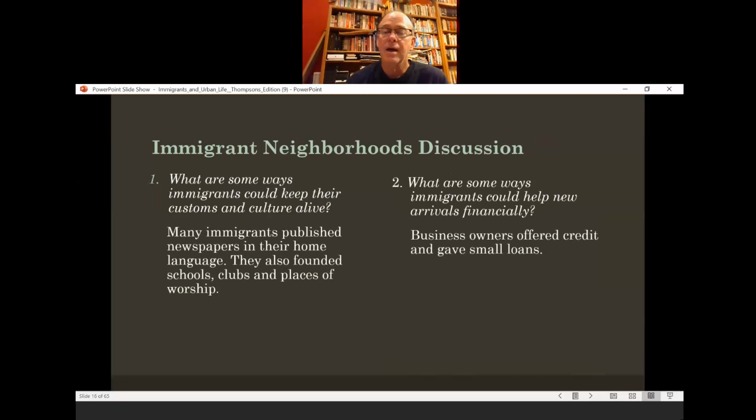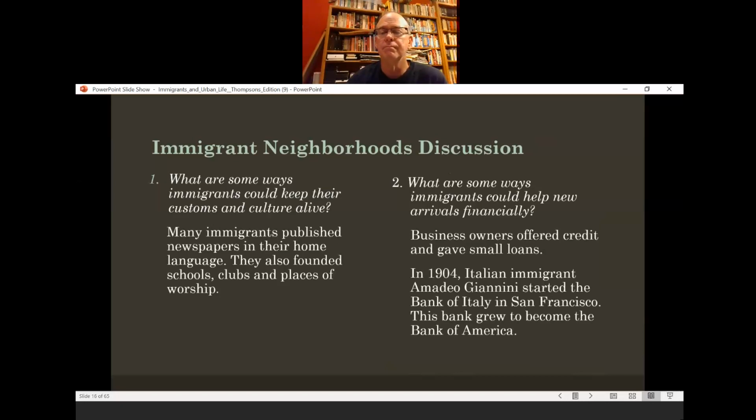Oh, I did want to say, how could they get help financially on question number 2? Business owners would let them come on in because most of these people were hardworking people, and then let them have groceries or whatever, and they'd take note of whatever was taken, with the understanding that once they got jobs and all, they would come back and pay them back. And others gave them small loans. It's interesting to note Bank of America, which is one of America's biggest banks. It started out as a Bank of Italy by an immigrant in San Francisco.